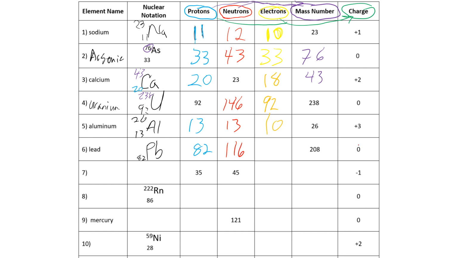There is no charge for this, so that means the protons and the electrons will be the same. There's nobody winning that election. So that would make this 82. All right, and then I should put 208 up high for that one. All right.